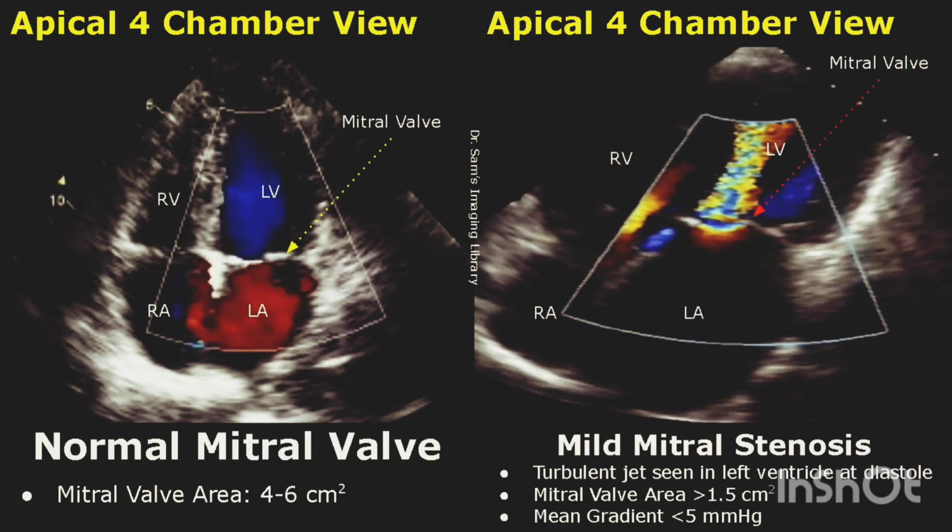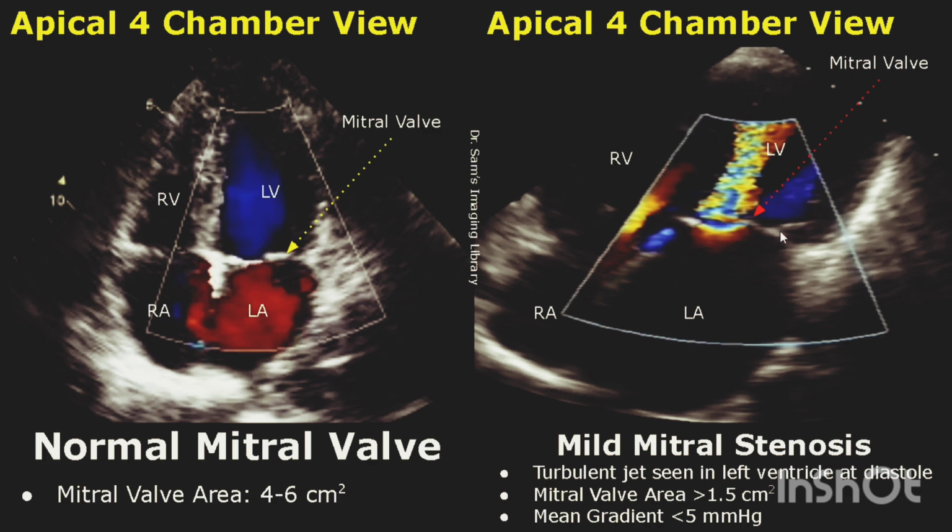Mitral stenosis is a condition in which the mitral valve opening is narrowed, restricting blood flow from the left atrium to the left ventricle of the heart. A turbulent flow is seen in the left ventricle during diastole. So, in stenosis, the turbulent jet is seen in the ventricle during diastole, whereas in regurgitation, the turbulent jet is seen in the atrium during systole.